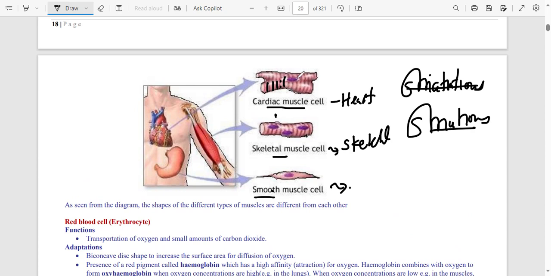Another thing is that for cardiac muscles, you can see the nucleus is in the middle. In skeletal muscles, the nucleus is at the end. We say at the periphery, peripheral nucleus. And then for smooth muscles, their nucleus is in the middle and it is spindle shaped. Spindle shaped. It looks as though it has been pulled.